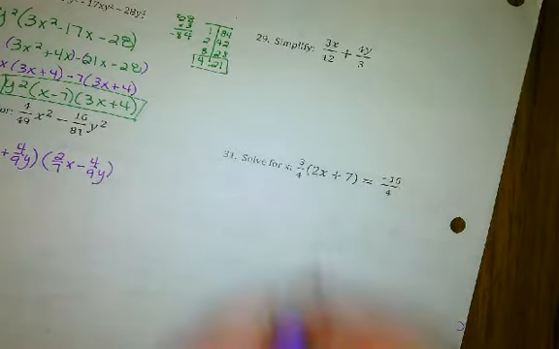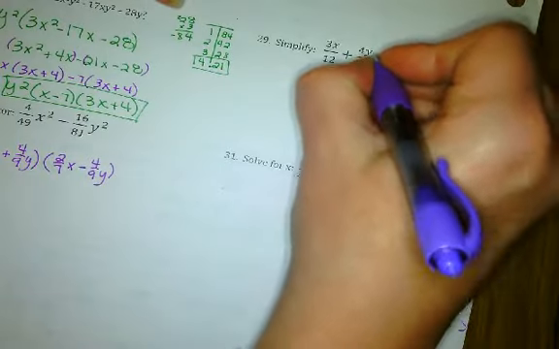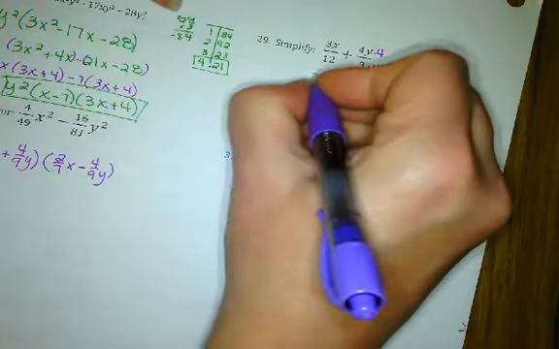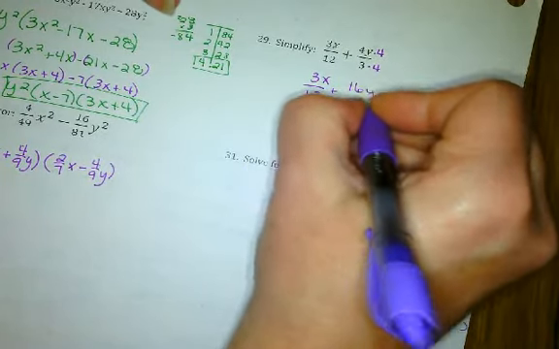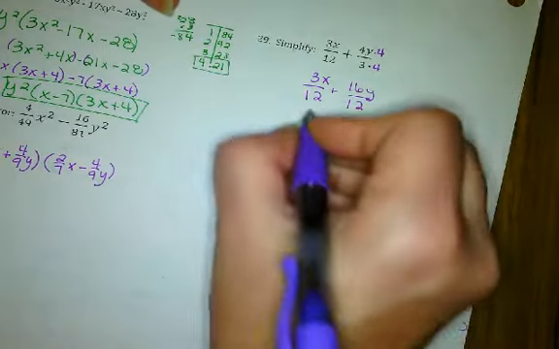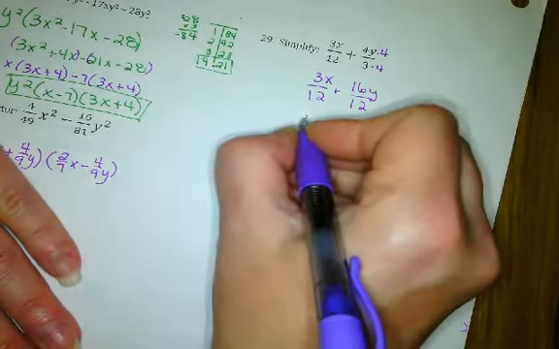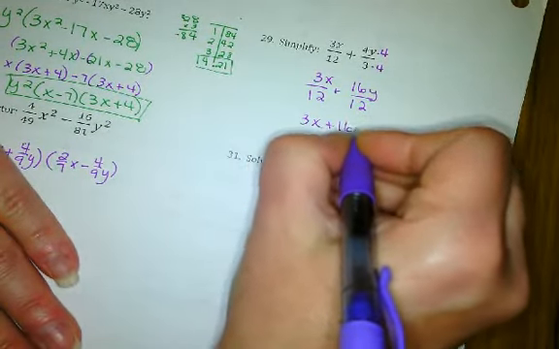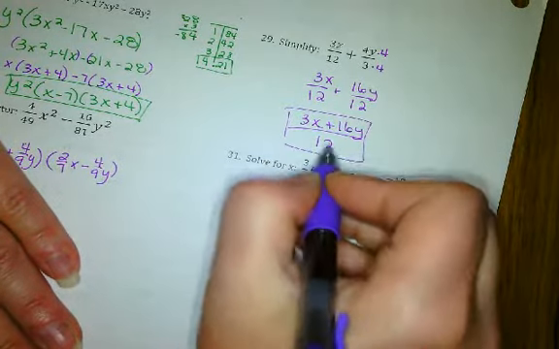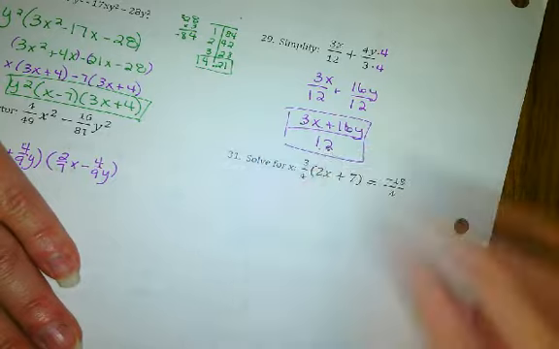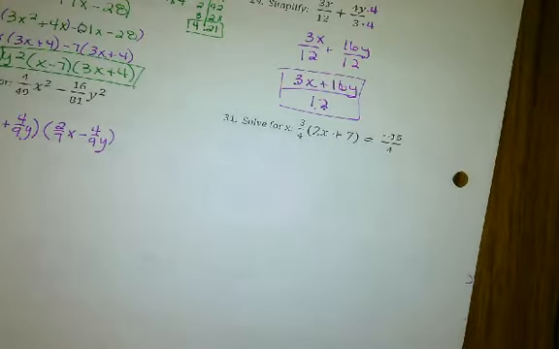Alright, on this one here, I'm trying to find a common denominator. So I'm going to multiply that by 4, and multiply that by 4. That gives me 3x over 12 plus 16y over 12. These cannot be combined. So I end up with just 3x plus 16y over 12. And all of these numbers cannot be divided by the same thing, so I just leave it like that.